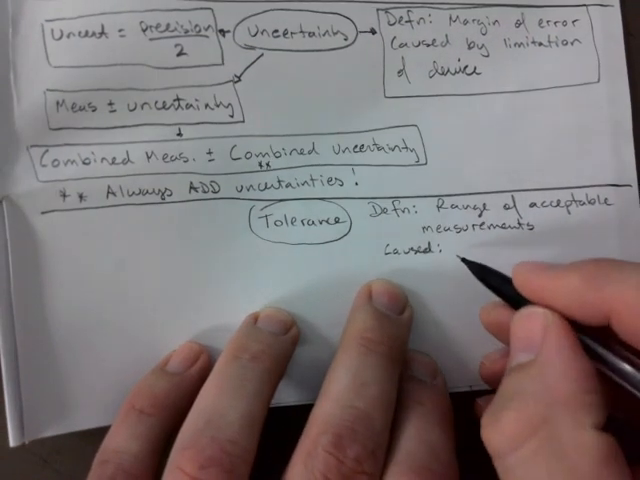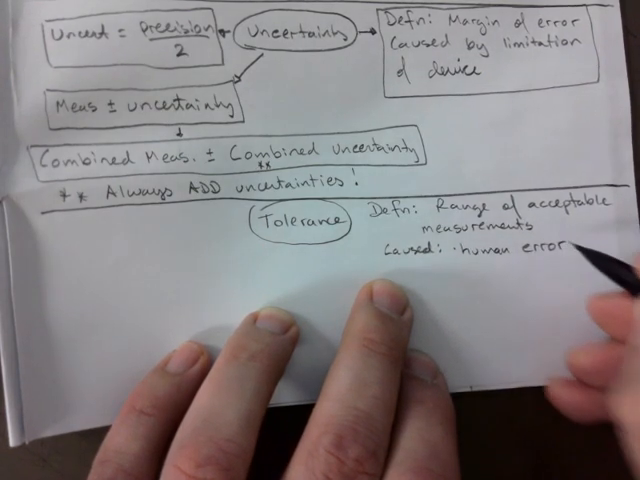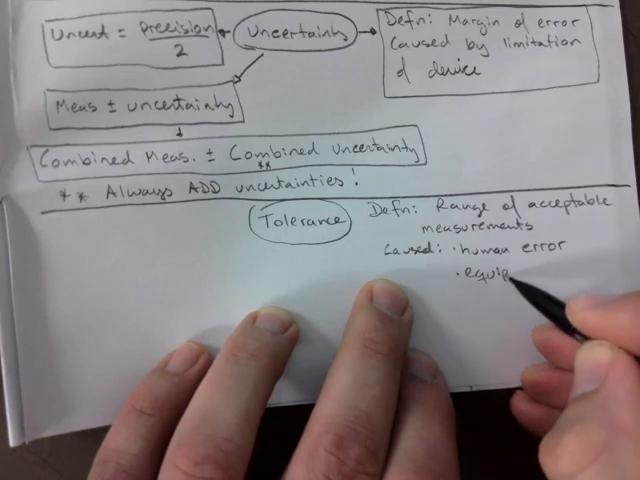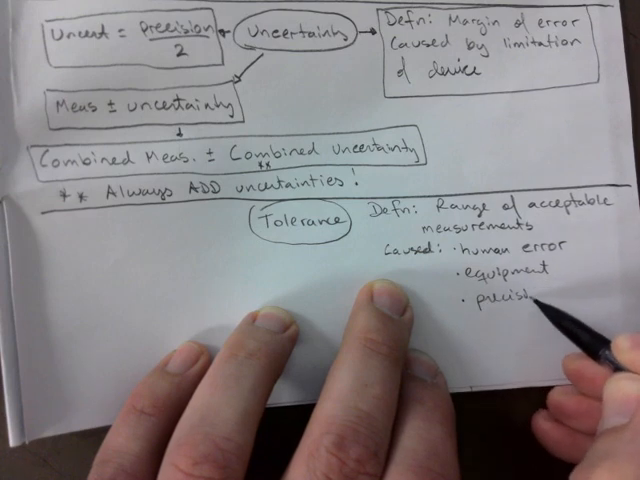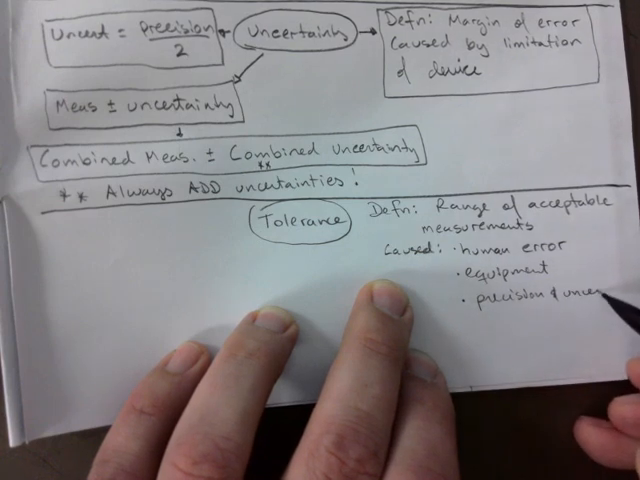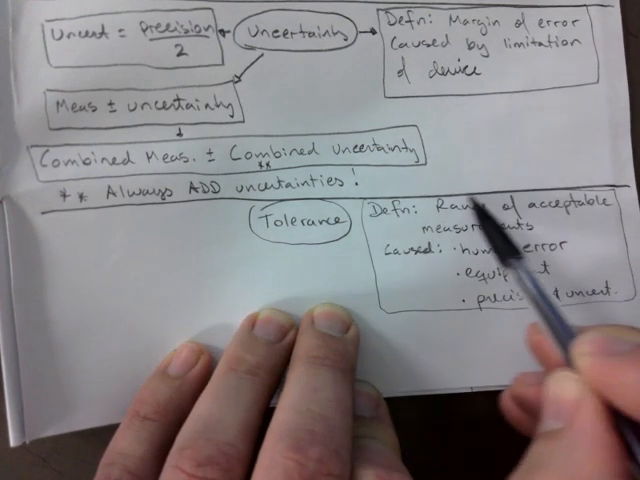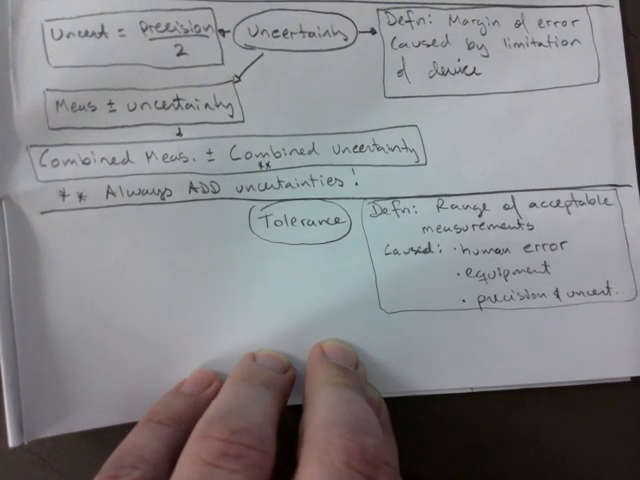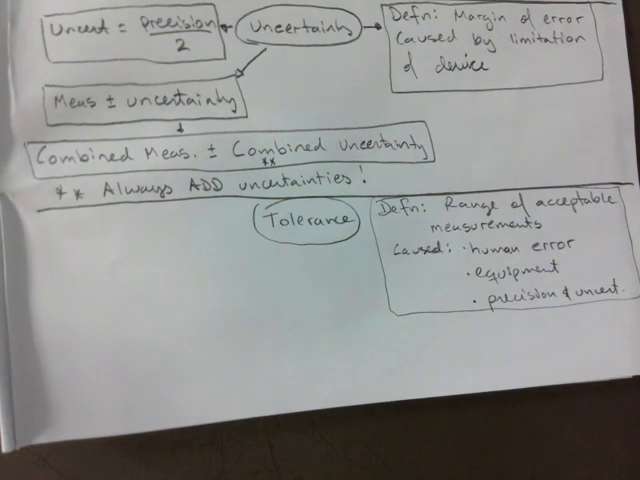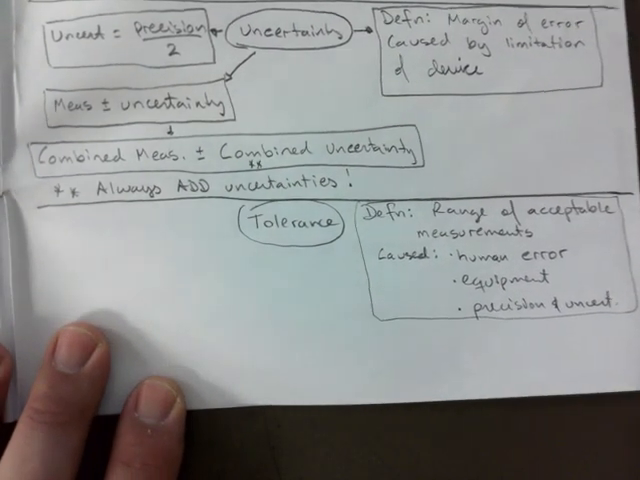So I'll say caused by human error, equipment, precision, and uncertainty, and the list goes on. It's set by the industry. The industry that you're working in will set the tolerance. What is acceptable, what is not. Okay, it's not just random, it is decided there.